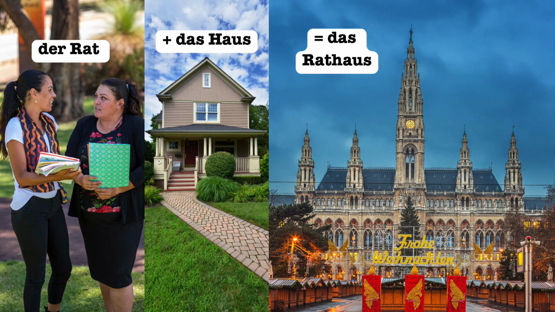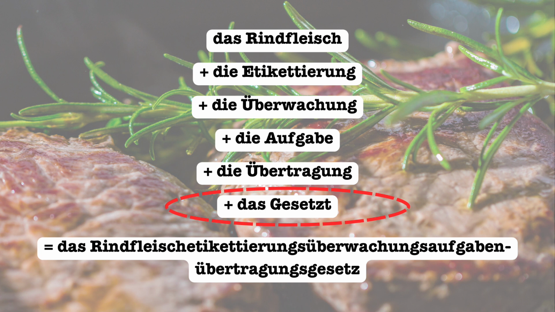There's the word das Rathaus, for example, which is neuter. That's because Haus is neuter, which is das Haus. But der Rat is advice, and it's masculine. It doesn't matter that Rat is masculine, we simply look at the word Haus to figure out that the whole word, Rathaus, is of course neuter. This also means, by the way, that when you see the word Rindfleischetikettierungsüberwachungsaufgabenübertragungsgesetz, that you can automatically assume that the word is neuter because Gesetz at the very end of it is neuter.